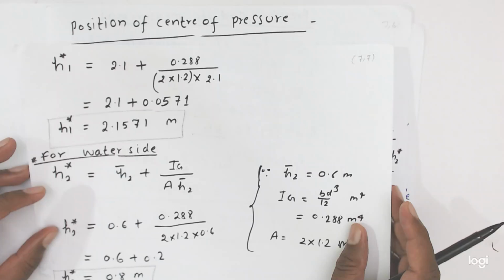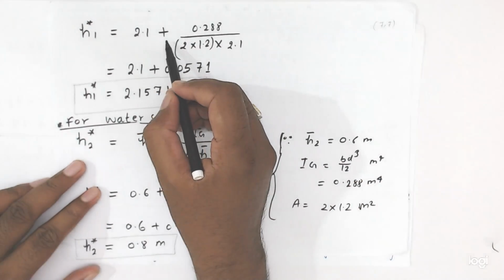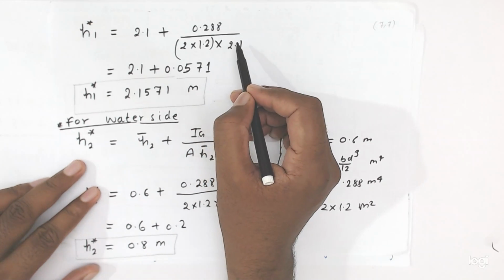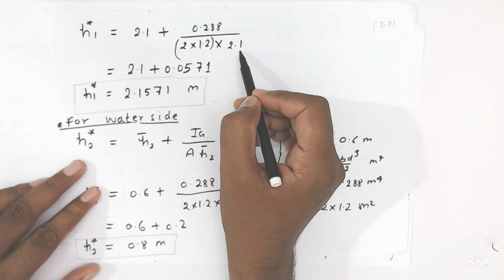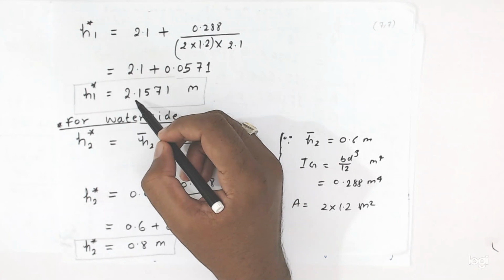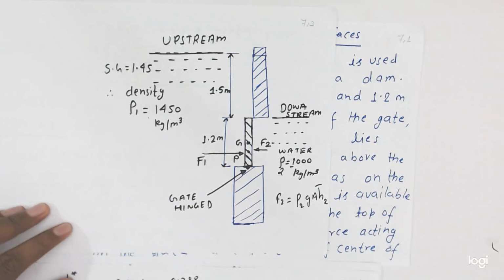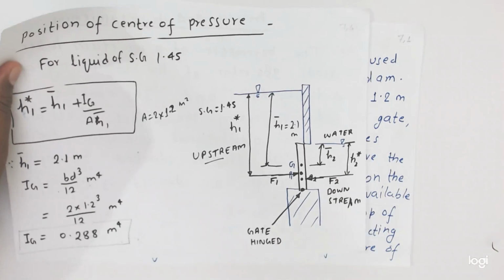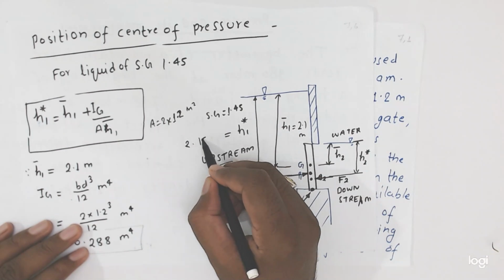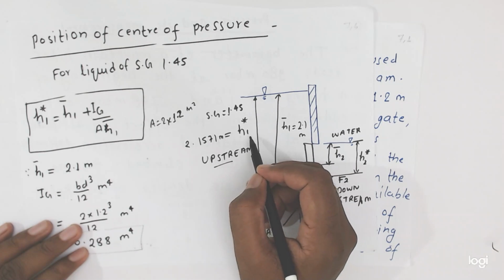So friends, H1 star is equal to 2.1 plus 0.288 divided by the area 2 into 1.2 into 2.1, where 2.1 is the H1 bar. If you calculate all these things, the H1 star value will come 2.1571 meter. Okay friends, so H1 star we calculated.